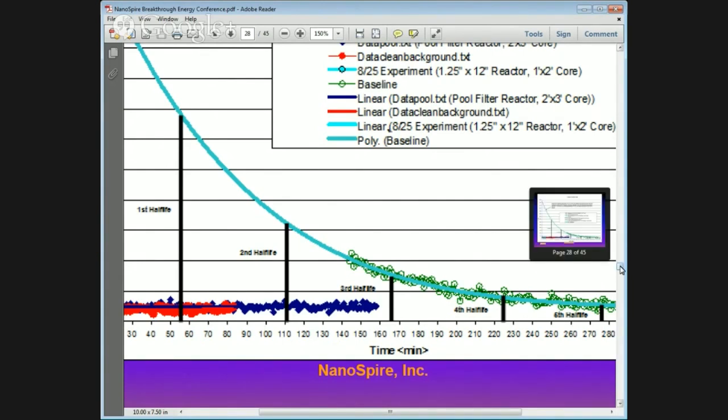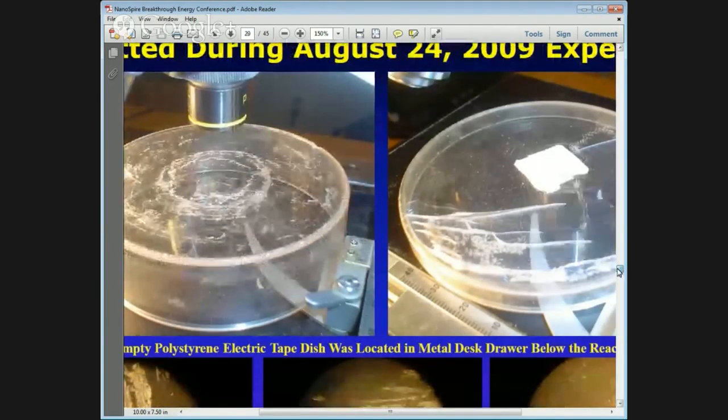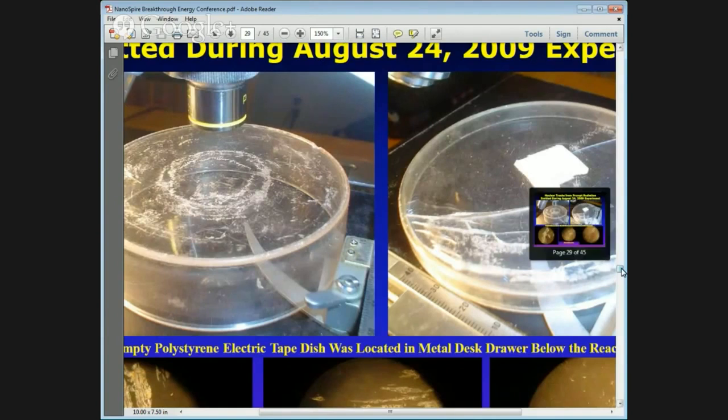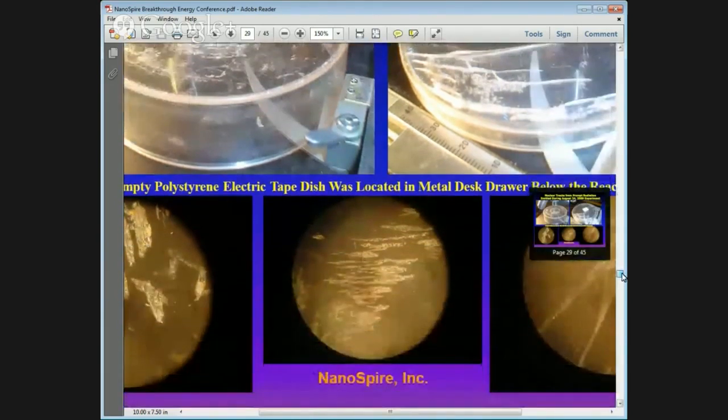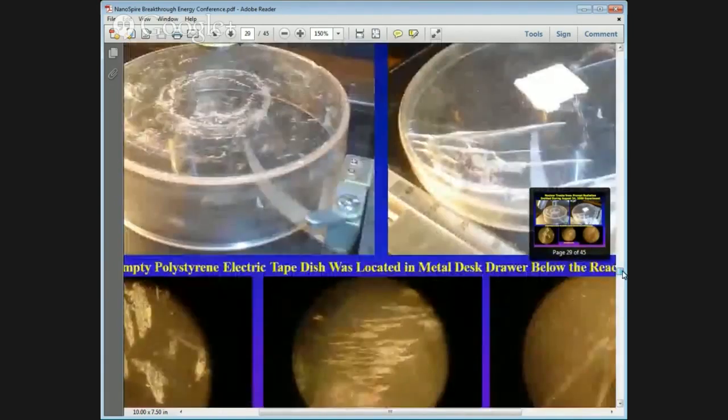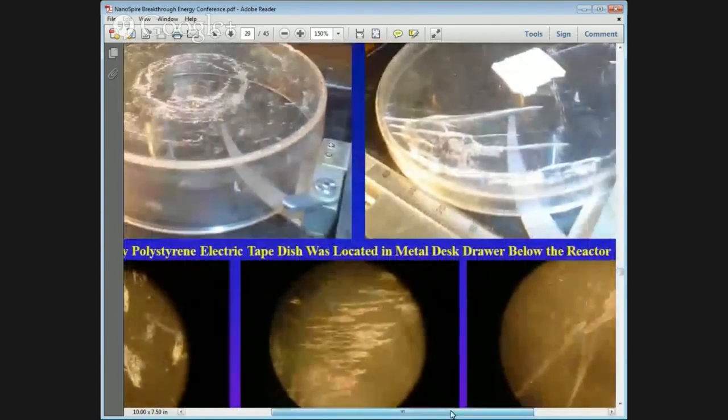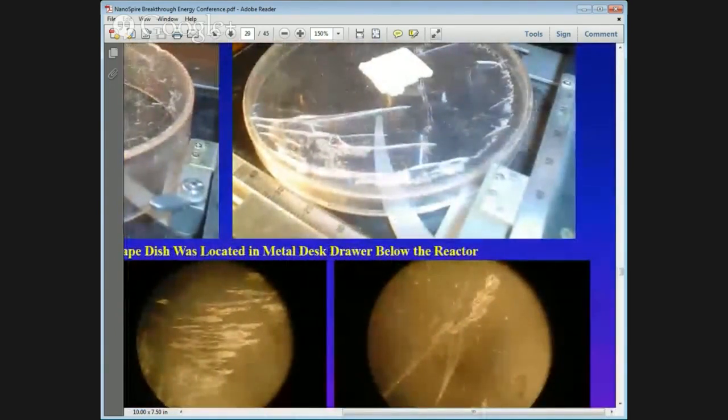And in fact, you can see the radioactive tracks here that are left in the plastic. And these dishes happen to be in the desk that the experiment was sitting on. So the prompt radiation from the experiment going through the desk created these tracks. And you can actually see some close-ups of them. They're very bizarre. But, oops, sorry. One that I really want to point out, which is highly illuminating, is this one right here.